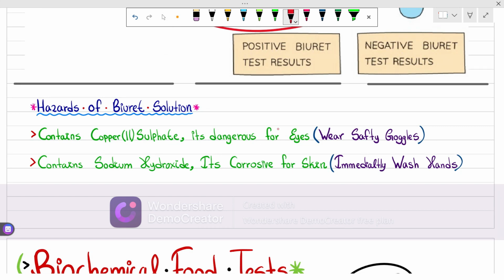What are some hazards of Biuret solution? There are two hazards. The first one, it contains copper sulfate. It's dangerous for eyes, so we should wear safety goggles.